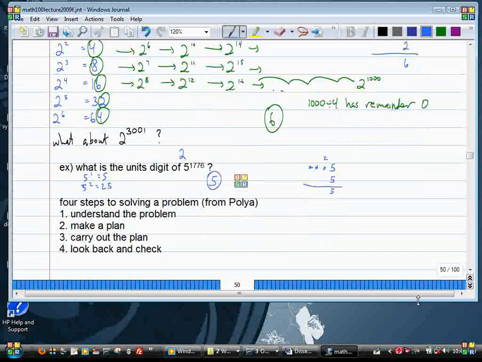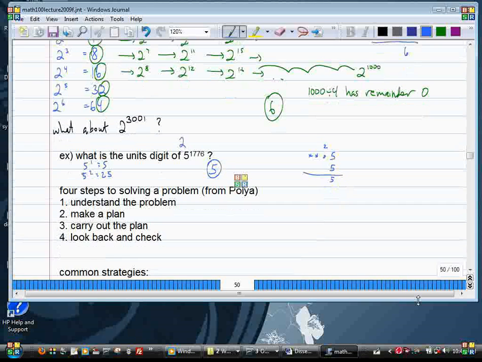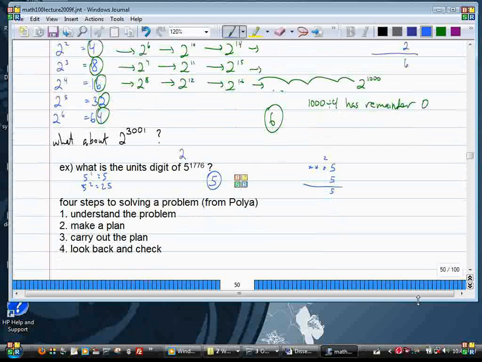So understanding the problem usually takes about 5 seconds. Carrying out the plan can be short or it can be long depending upon what your plan is. And then look back and check is usually that 5-second, does my answer work? Yes it does, okay, I'm good. So which is the tough part? To make the plan. Making the plan is basically how do you solve this problem. Okay, but that's what we're going to talk about right now.